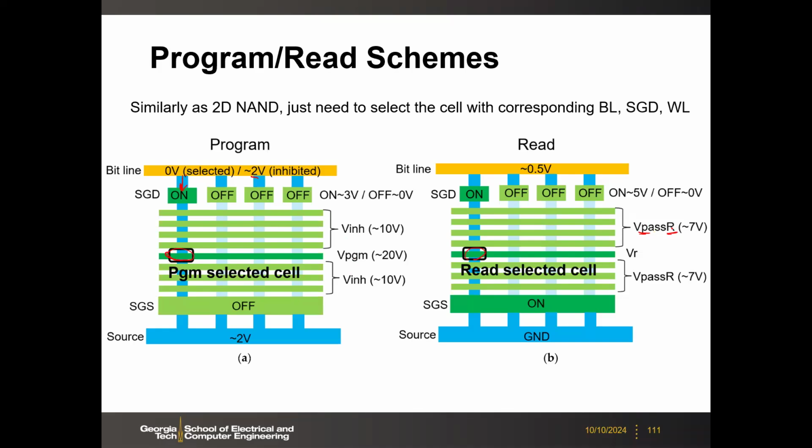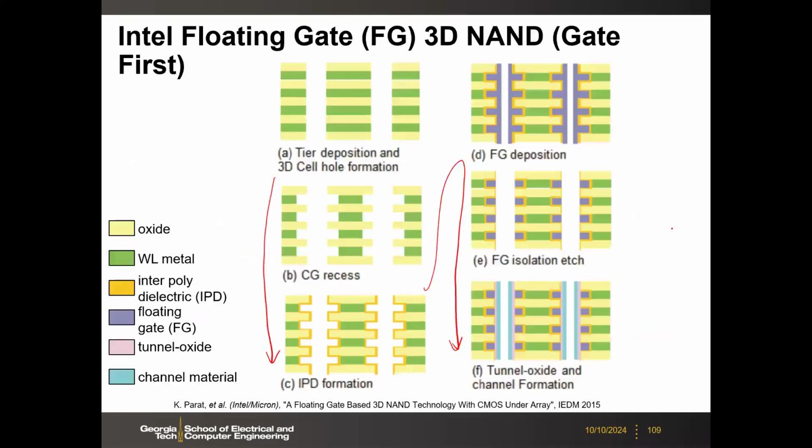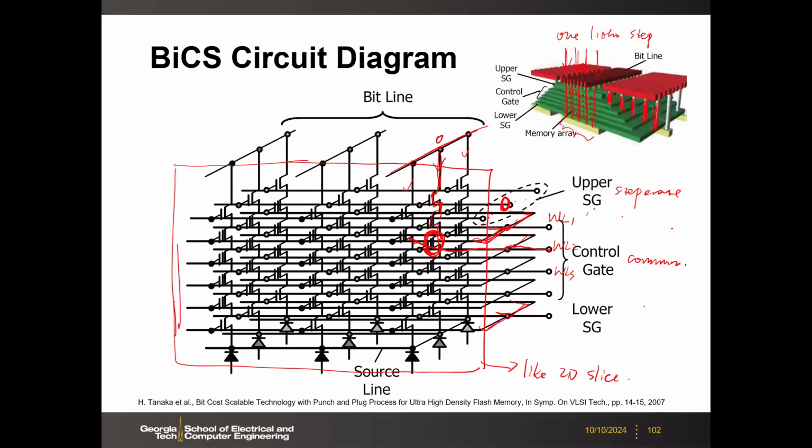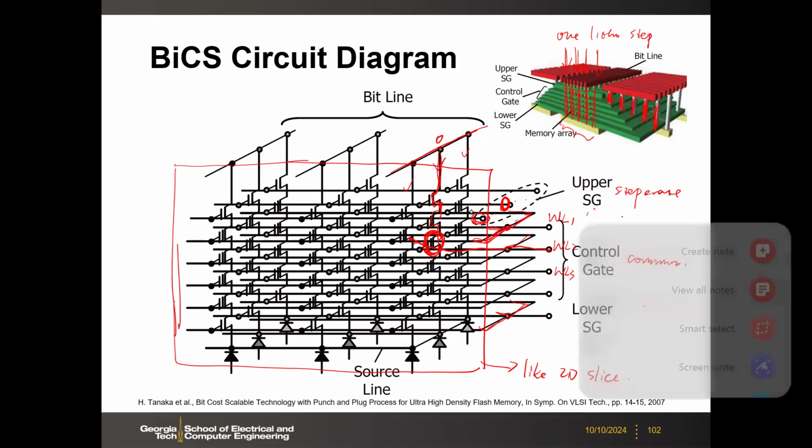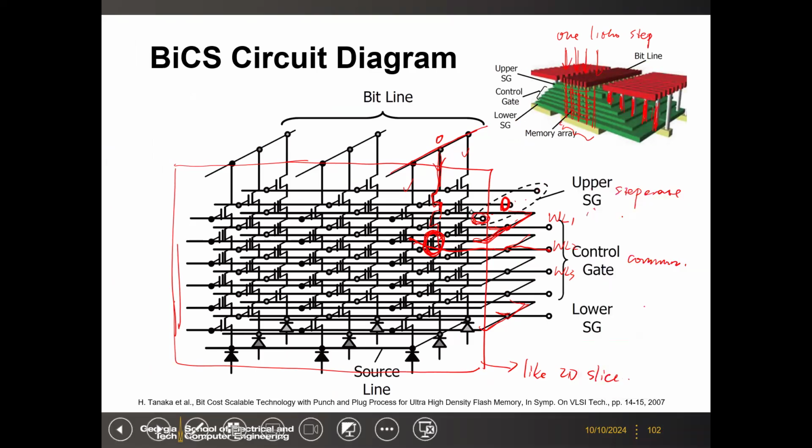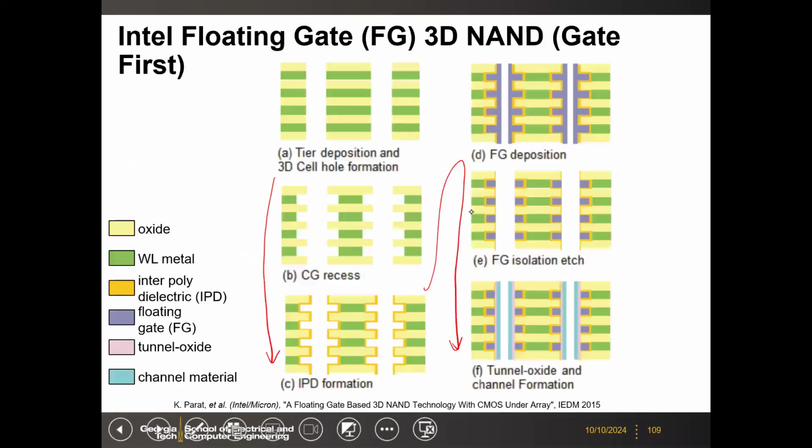So this will be exactly the same. I won't repeat. The key thing is that you have to select that slice, which means this upper string select needs to turn on this slice. Okay. If you turn on this slice, this will become the same as before.